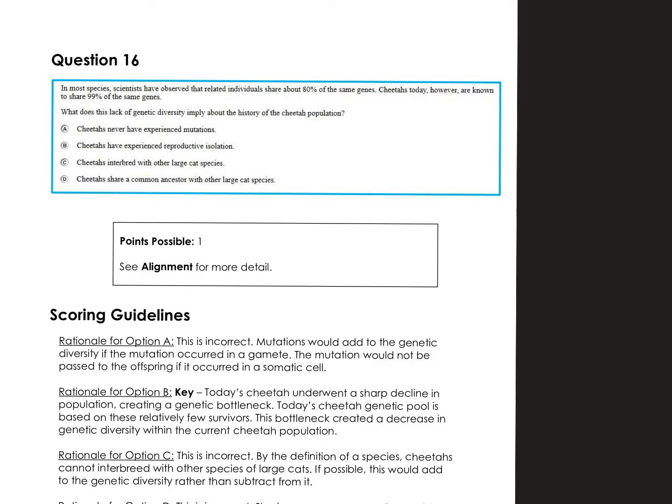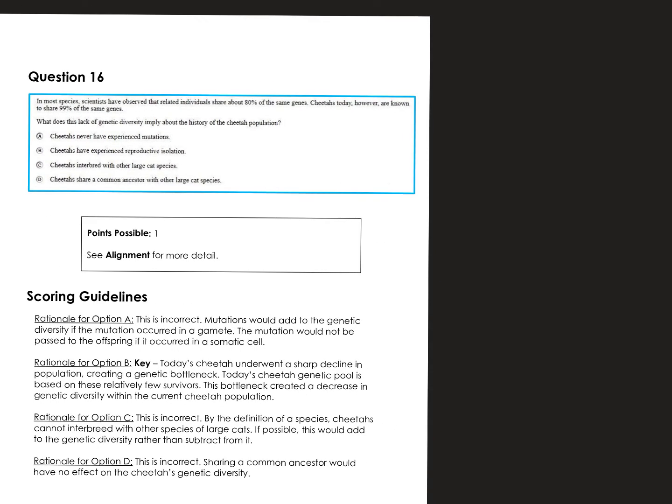Here you have, in most species, scientists have observed that related individuals share about 80% of the same genes. Cheetahs today, however, are known to share 99% of the same genes. When they say genes, they mean alleles. Of course, we all share the same genes if you're the same species by definition, but they also have the same alleles. So cheetahs lack an immense amount of genetic diversity. You'd expect a lot more diversity.